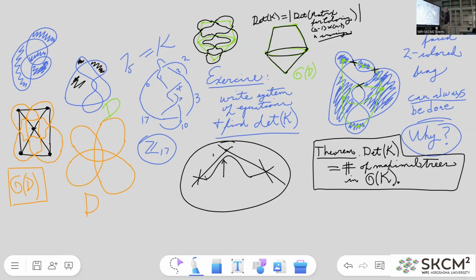So let's illustrate this theorem with a couple of examples that we already know. I'm not going to prove the theorem today, I'm just telling you the theorem, but we can easily do a couple of examples to see if this is true. Let's go back to the trefoil knot.